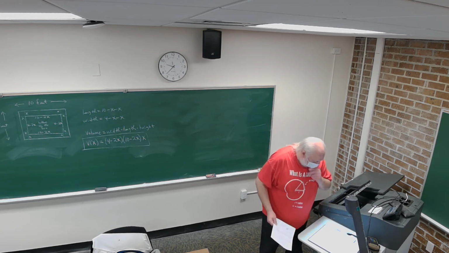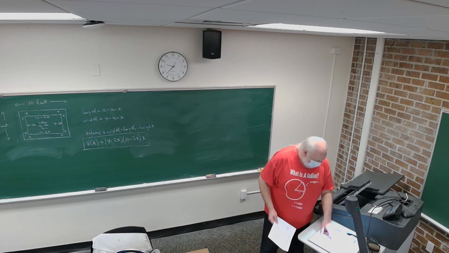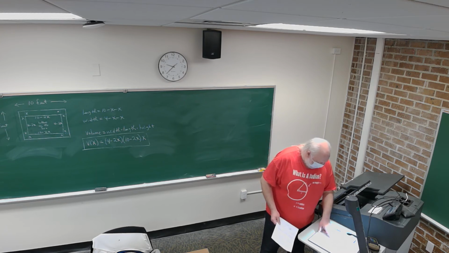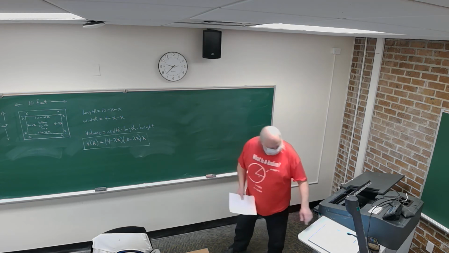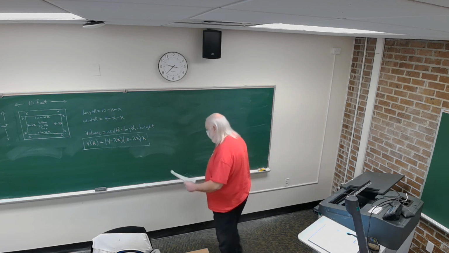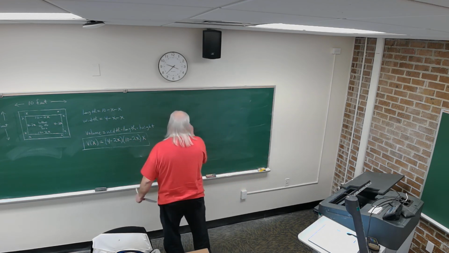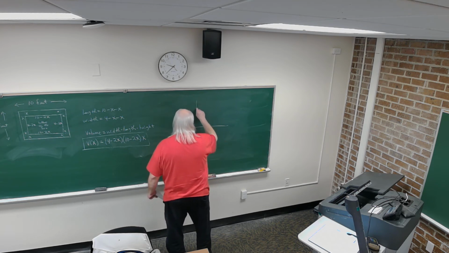A rectangle is inscribed in the parabola y equals 5 minus x squared with the base on the x-axis. Write the area A of the rectangle as a function of x. I wish they hadn't put this shaded area inside there, but they did. So let me see if I can reproduce this on the board here.